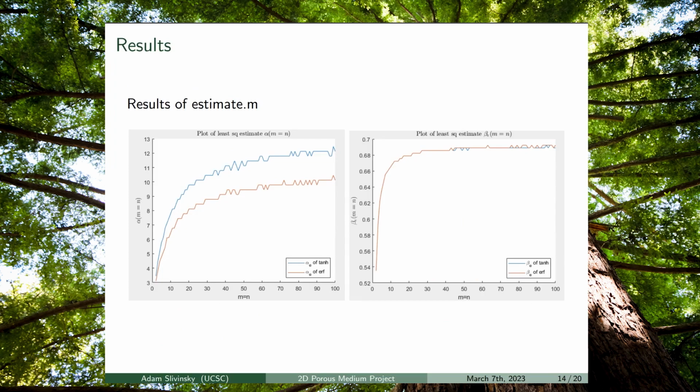Here are the results from estimate. On the left, we see the graph of alpha sub e as a function of n equals m for both the hyperbolic tangent and error functions, and on the right, we see the same graph for beta sub e. Note that the beta sub e values are very similar for both graphs because they represent the midpoint of the functions, while the alpha sub e values tend to differ as n equals m increases.